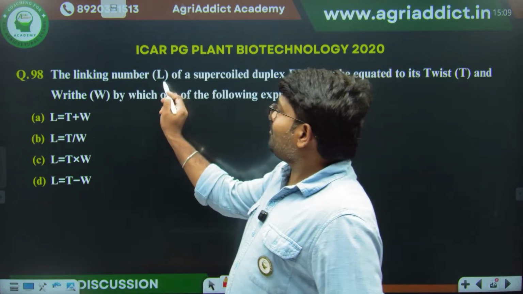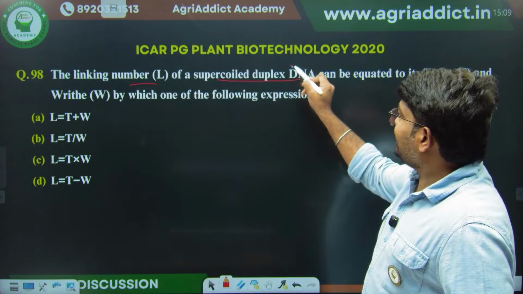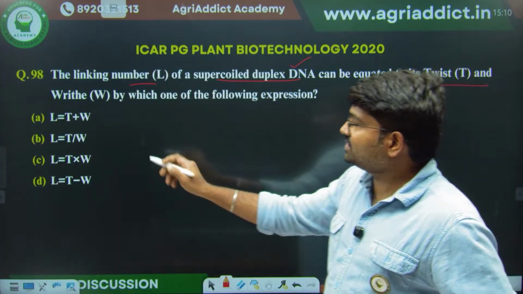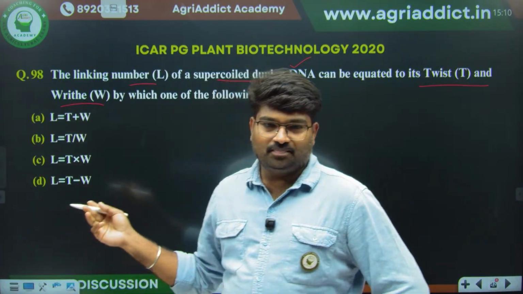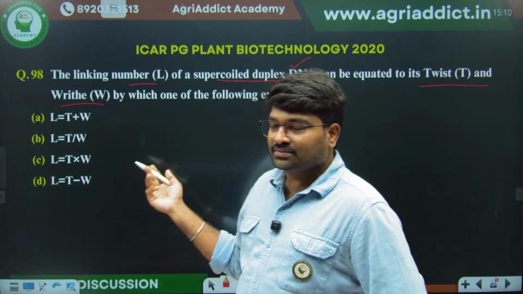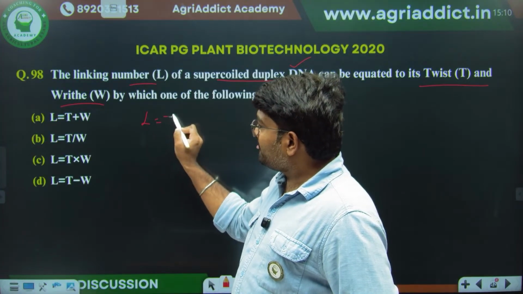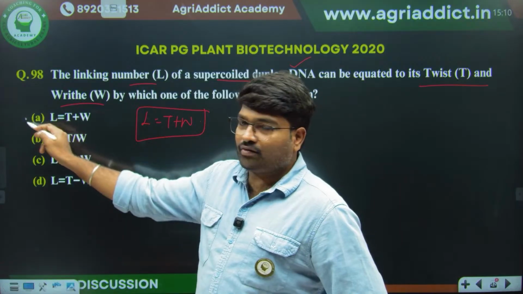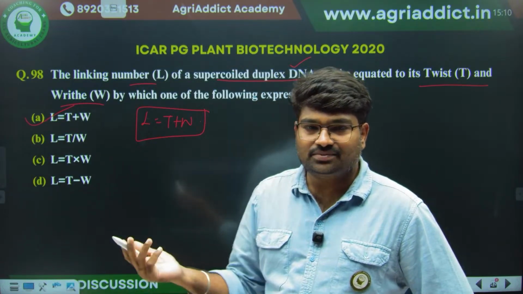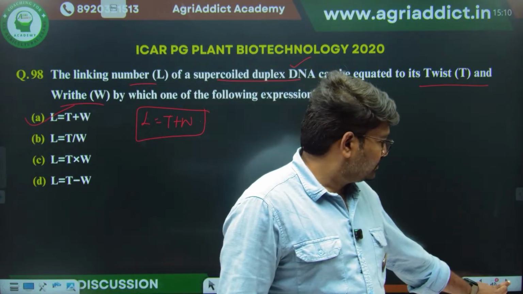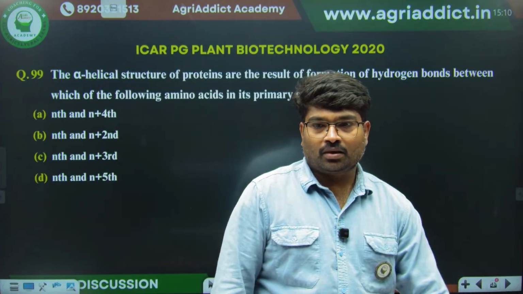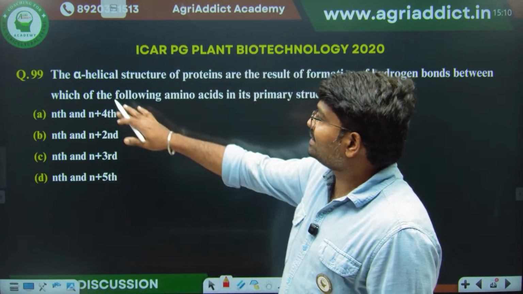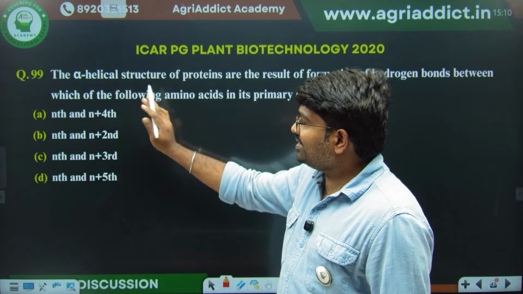The linking number of supercoiling duplex DNA can be equated to twist and writhe by which of the following expressions? Simple question. The linking number means what? Twist plus writhe is linking number. This we have already seen. Linking number means twist plus writhe. Yes, twist plus writhe. Very good.